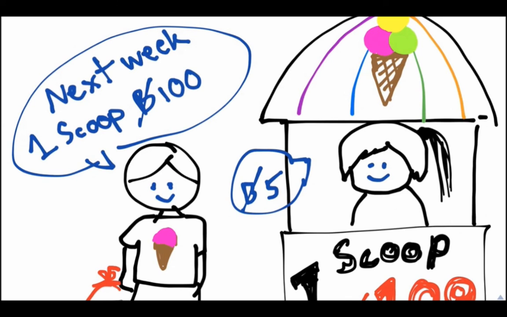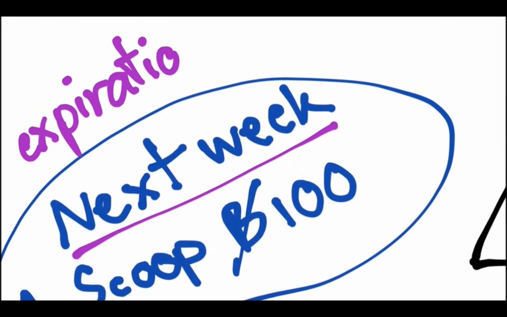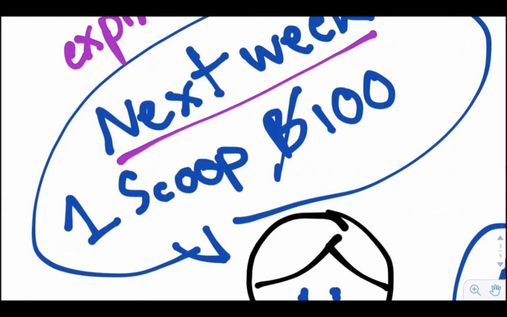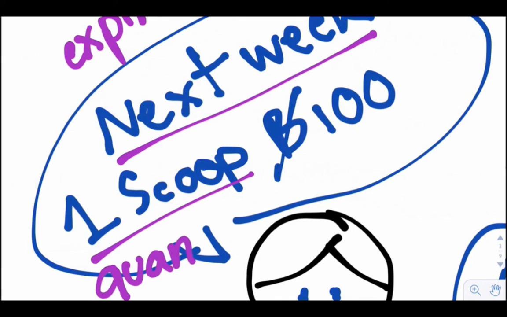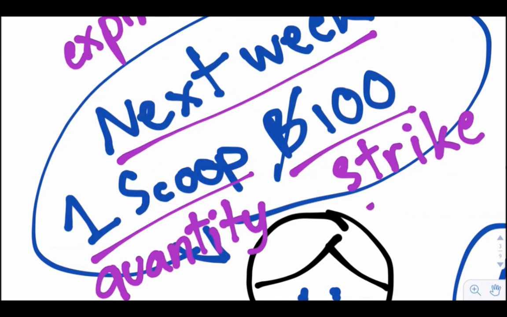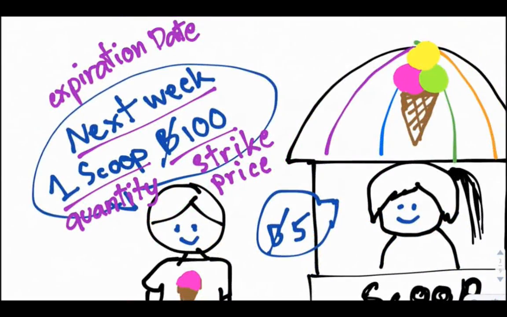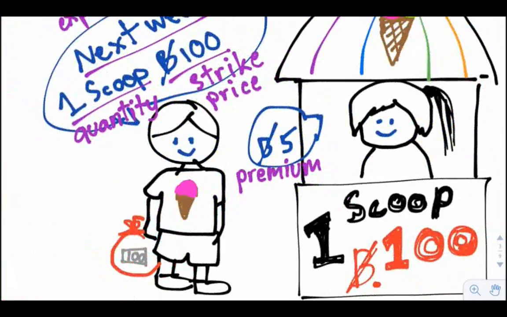Now let's see how we call this information in an option contract. Next week is called expiration date. One scoop is the quantity that's specified in the contract. 100 baht is the strike price. Lastly, 5 baht is the premium.